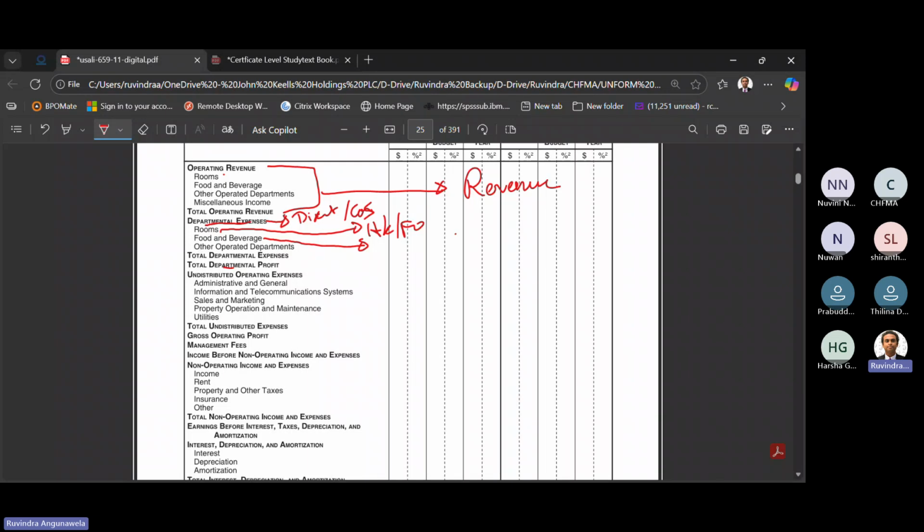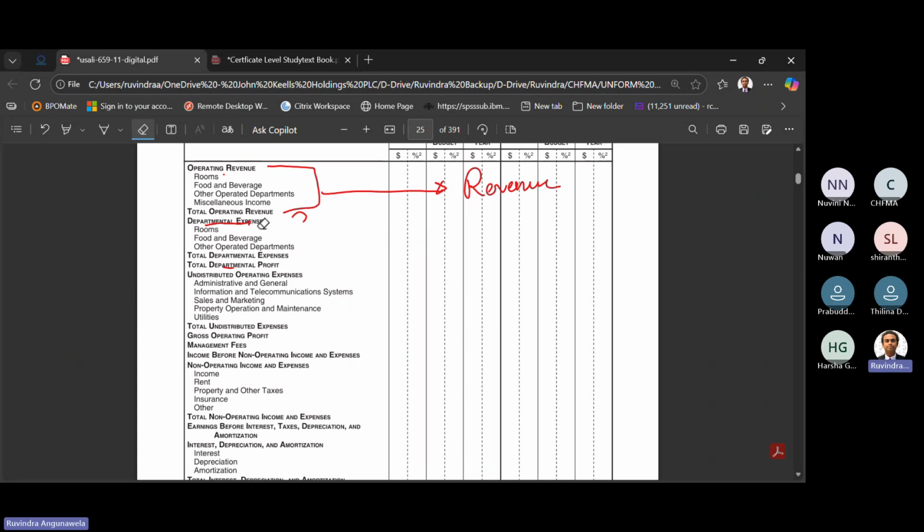Then the other operated departments, meaning the expenses that are incurred by none other than the MODs, to generate their revenue. So altogether, the other departmental expenses will make up the cost of sales of the P&L. Okay.